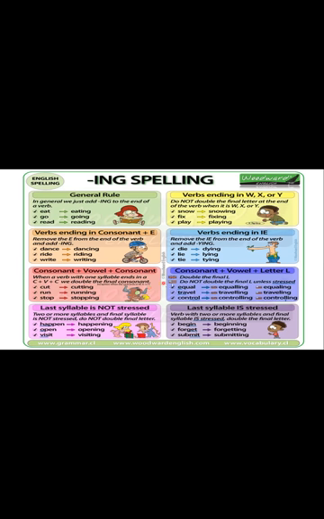Exceptions are when the verb ends in W, X, Y. Exception when the verb ends in W, X, or Y. Are these exceptions? Okay. Do not double the final letter at the end of the verb when it is W, X, or Y. For example, fix, fixing. Play, playing. Not double the last letter.